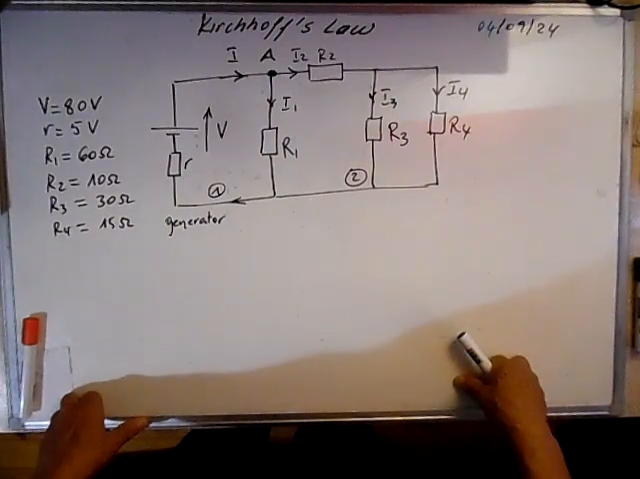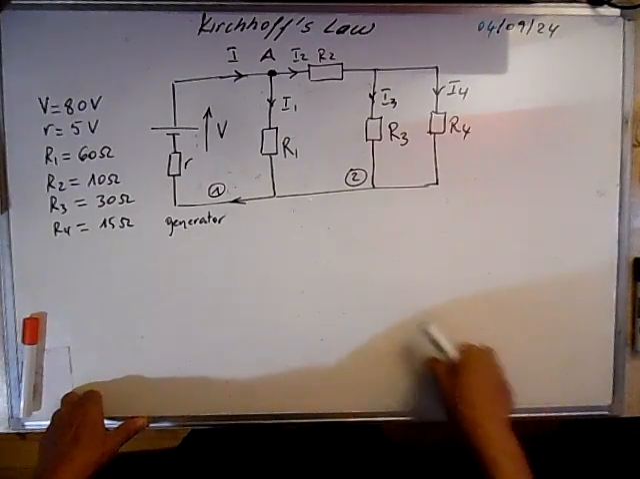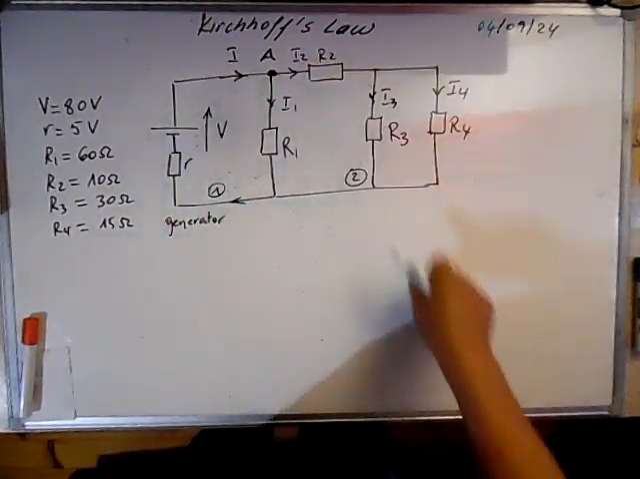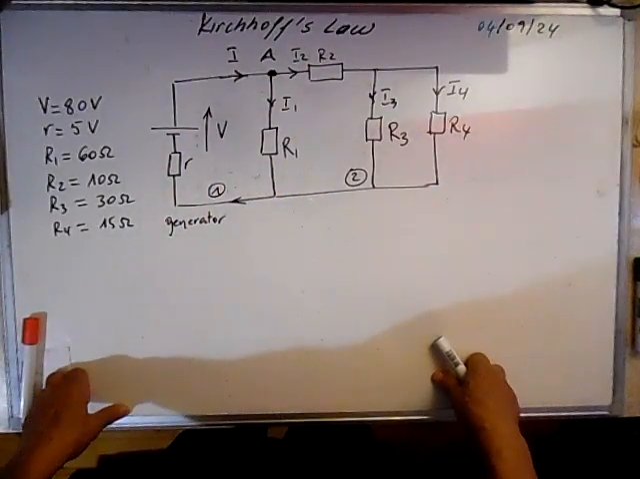Suppose we have a circuit like this and we are asked to calculate the currents in the branches. First thing to do is to choose the direction of currents. Here it's not a problem because the source is positive, so the current will flow this way.